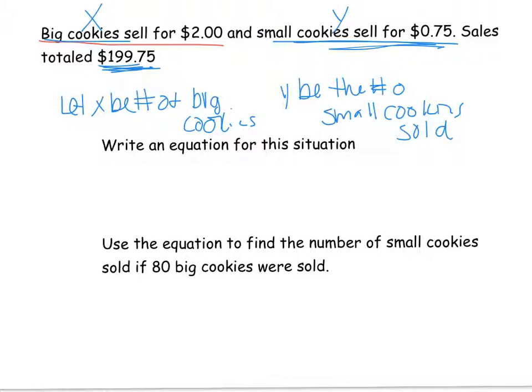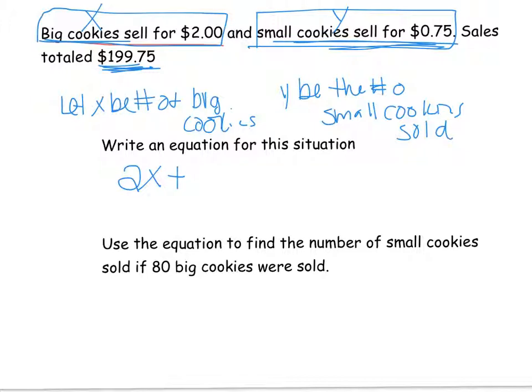Okay, so from there, if this is going to be my X and this is going to be my Y, I know that to get the total amount of big cookie sales, we have to take the amount that they're selling for times the number we sold. And then we have to add to that the amount of the small cookie sales. To get the amount of the small cookie sales, we take the amount that they're being sold for times the number that were sold. And then we can say that sum equaled $199.75. So that's our equation.